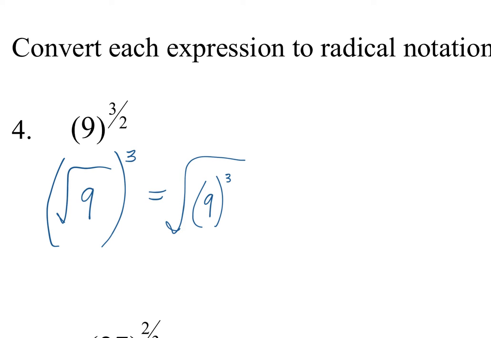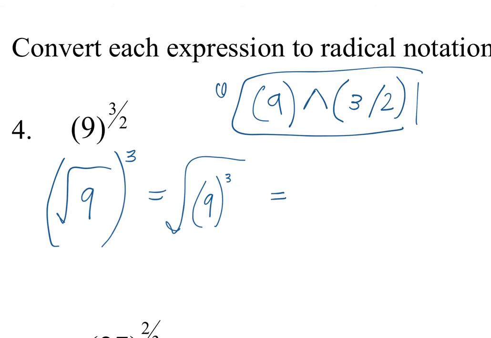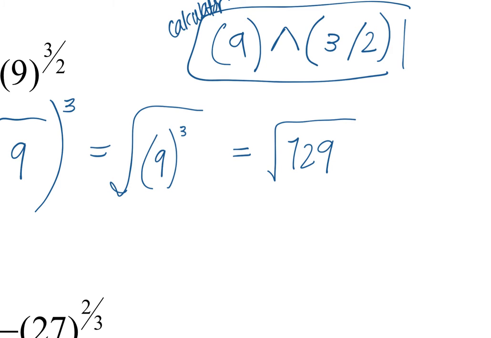So let's just go with, and you can type it in your calculator as 9, put your 9 in parentheses, caret key, parenthesis 3 divided by 2. You can type it in your calculator that way if you would like. But I'm just going to do it by hand. So 9 cubed is 729, and then when you take the square root of 729, we get 27 as our answer.